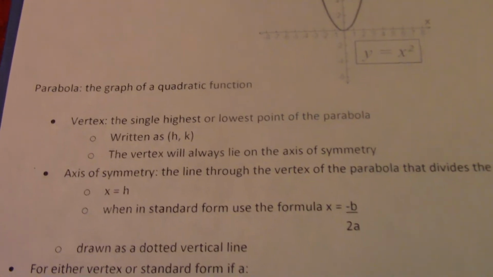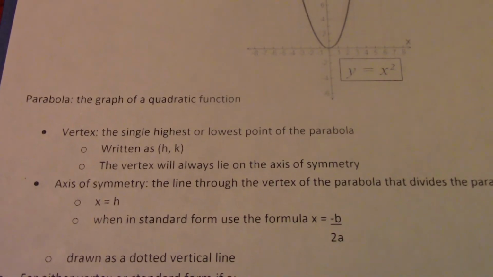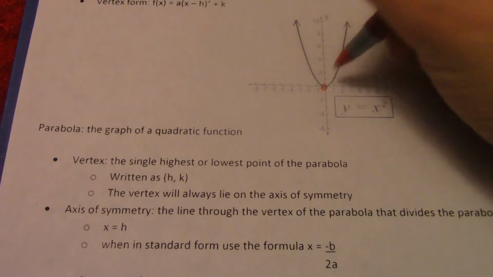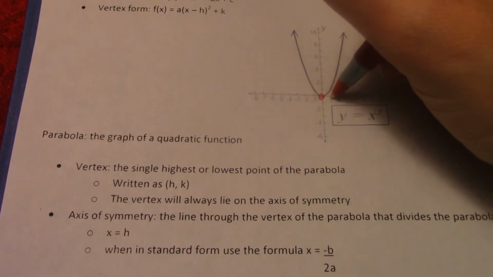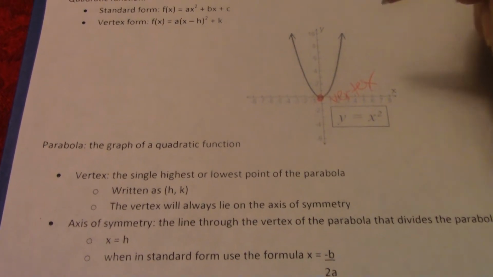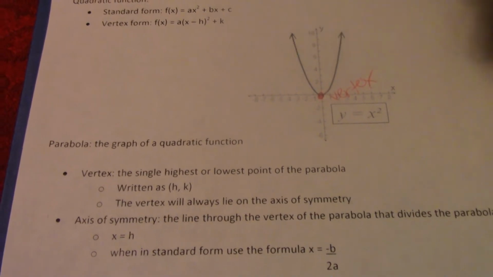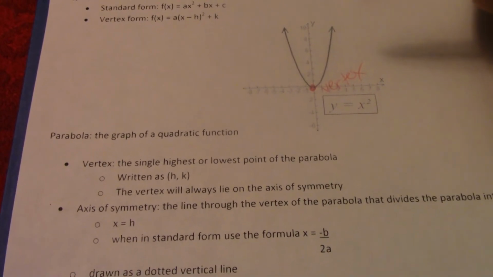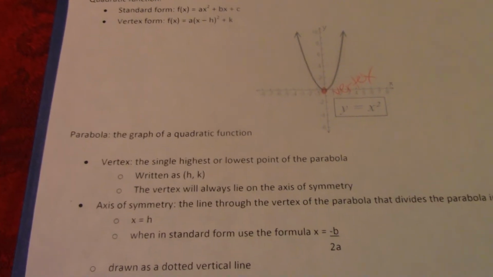So you got some words here. A vertex is the single highest or lowest point. So on this graph, here is your vertex. It's the lowest point right here. That's your vertex. It's written as (h, k). So your h is your x value and your k is your y value. The vertex will always lie on the axis of symmetry.